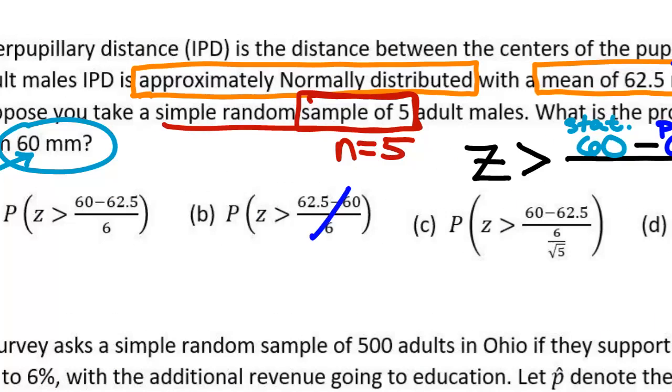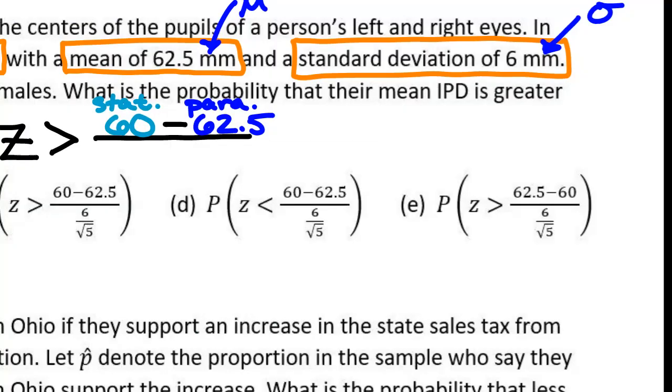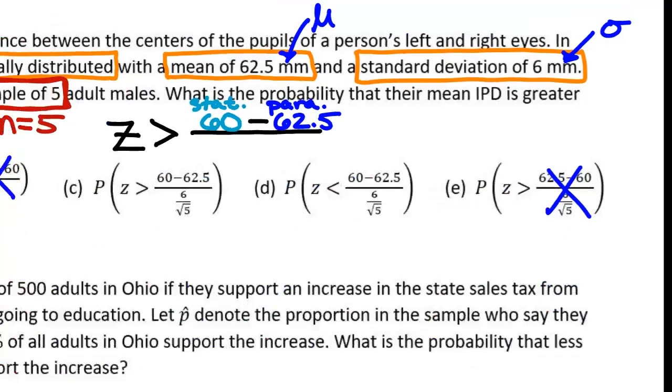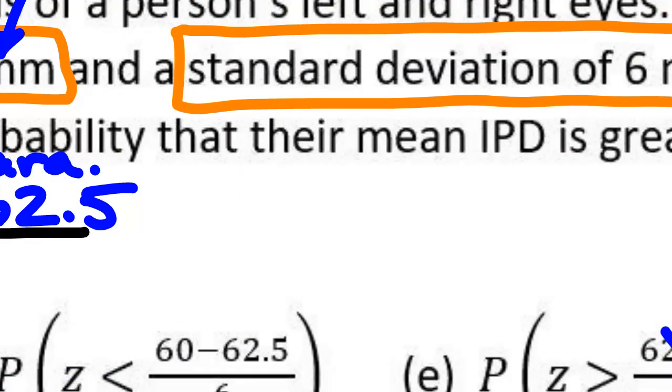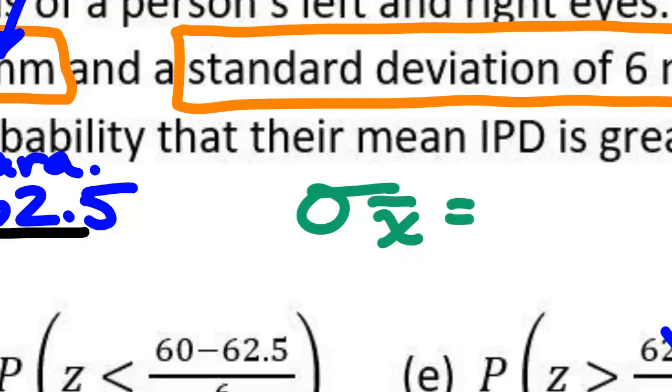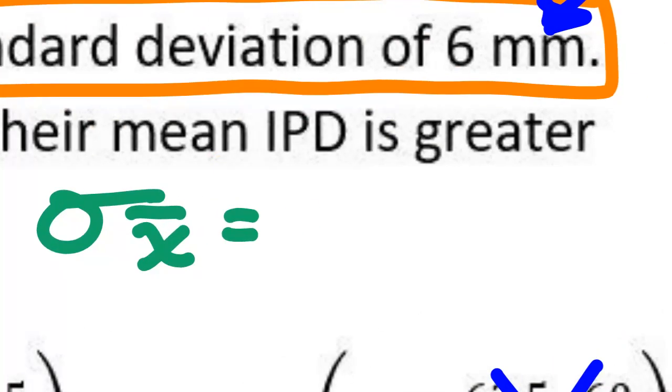We can get rid of B, and we can get rid of E. They mixed up the statistic and the parameter. It's always statistic minus parameter. And then my standard deviation on the bottom, only this isn't for the population, is it? This is for a sample. How do we do standard deviation for a sample? For an X bar, it's not a square root here, but it's close.